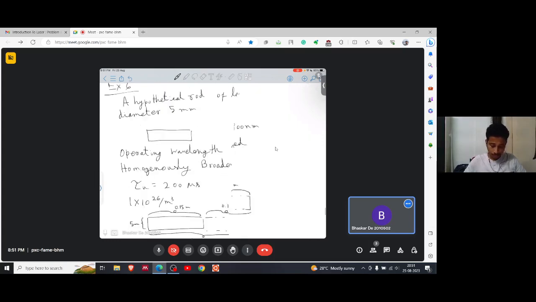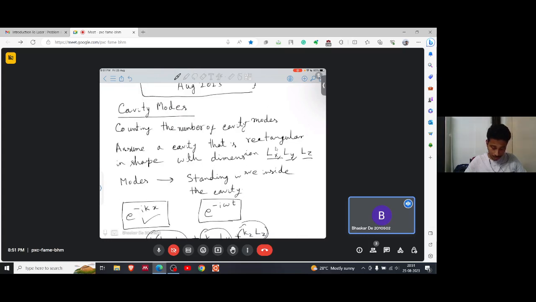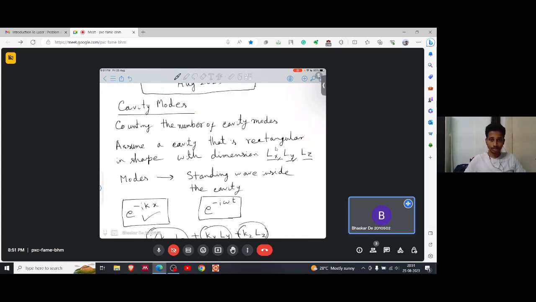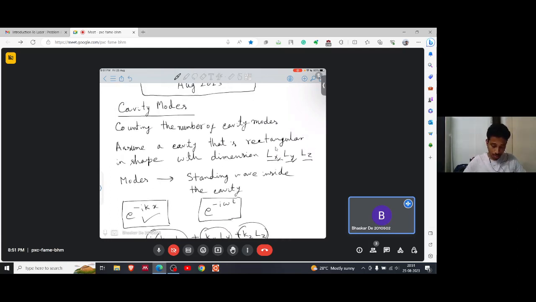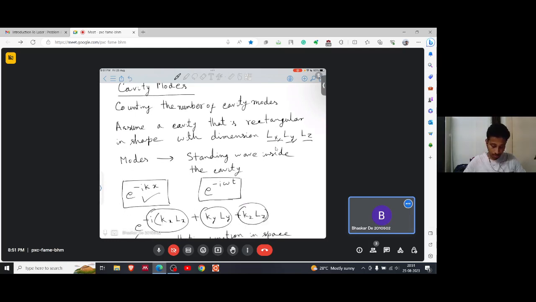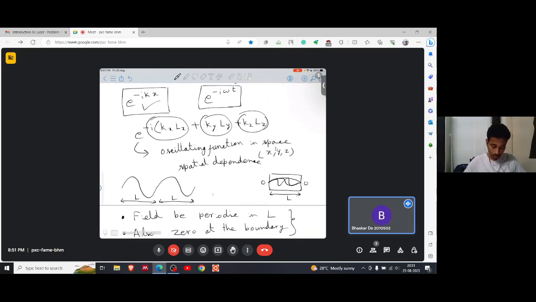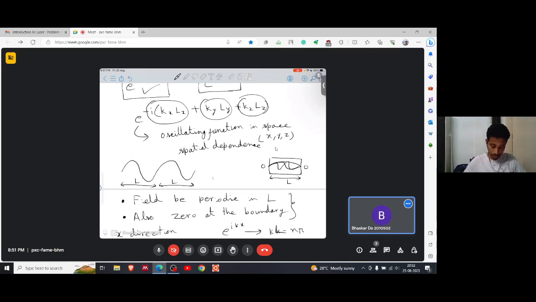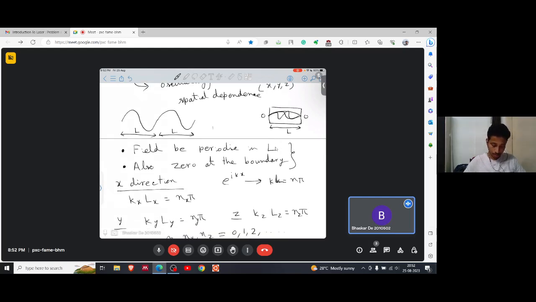Okay, so today mainly I have discussed the cavity mode. Here is a short recap of whatever was discussed in today's problem solving session. I discussed the cavity modes, where we counted the cavity modes by solving the oscillating function in space that is bounded in an Lx, Ly, Lz volume. To solve that, we have two conditions: the field to be periodic in L and also zero at the boundary.